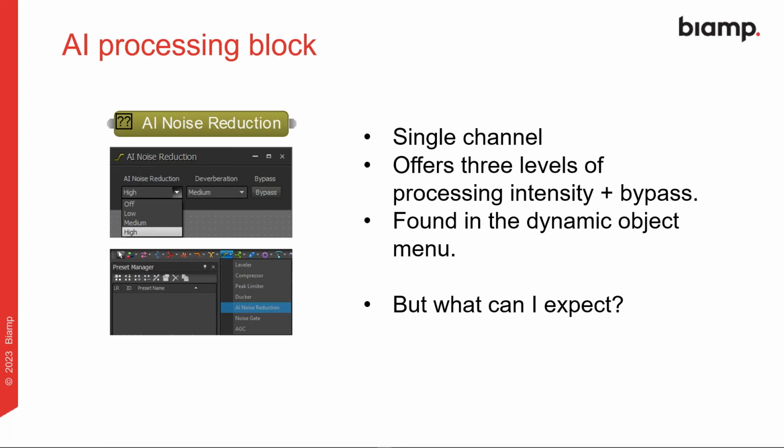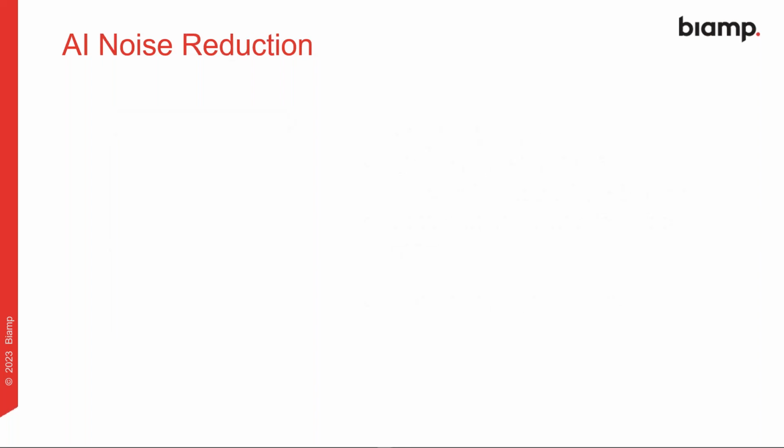But what can I actually expect it to do? And we'll start with noise reduction. With our standard noise reduction process that we've always had, it was much easier to quantify because it was very much designed to work on relatively static noise sources like air handlers, that kind of thing. And we could give you a rough estimation of the kind of dB reduction that you'd expect, but it's much more difficult with the AI process.